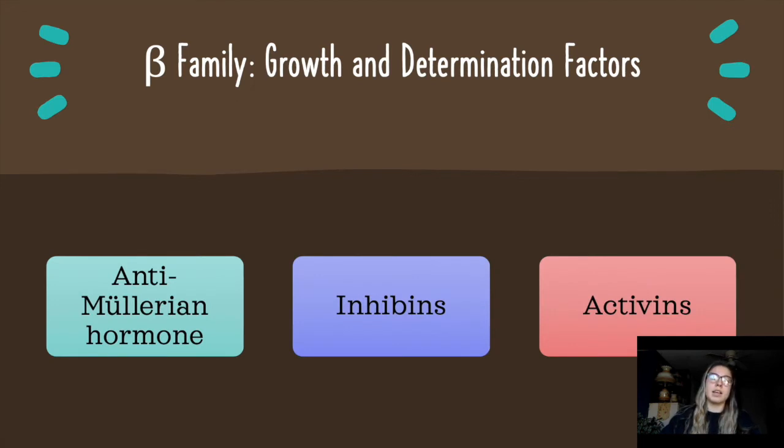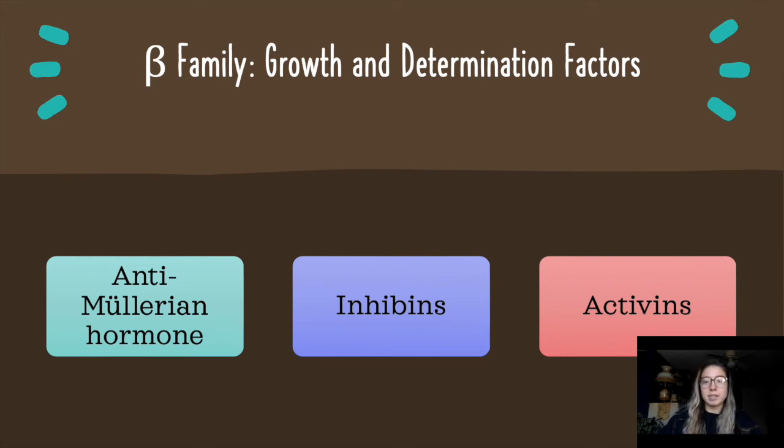There is a group or family of growth and determination factors called the beta family. The beta family includes the anti-Müllerian hormone, inhibins, and activins, which I had stated previously. The anti-Müllerian hormone is secreted by testicular Sertoli cells and is a glycoprotein that causes the degeneration of Müllerian ducts during embryonic development.